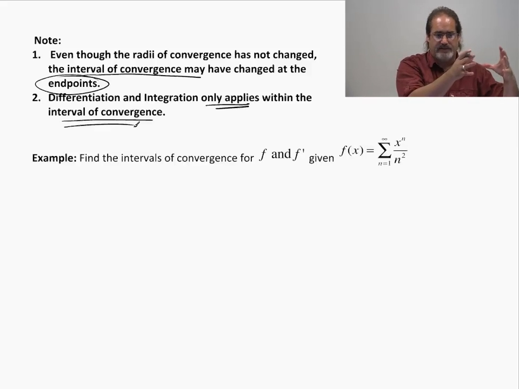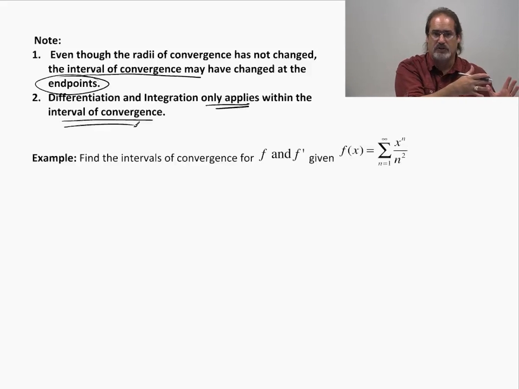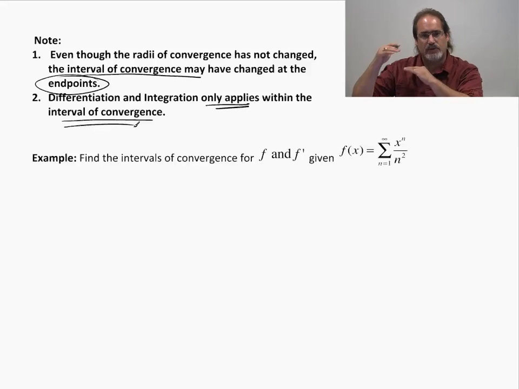If I could integrate the integral of f of x dx, if f of x I can represent as a power series, and I integrate the power series term by term because it's easier than the original function, that result will only apply if I stay within my interval of convergence. If I go outside, then it has no application. So I want to find the intervals of convergence for both f and f prime given f of x equals the sum n equals 1 to infinity x to the n over n squared.